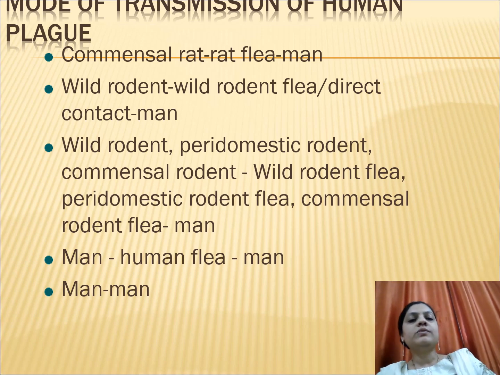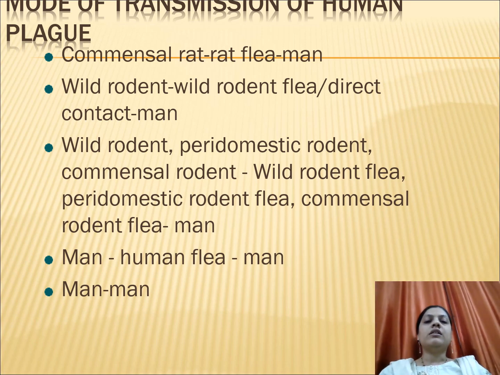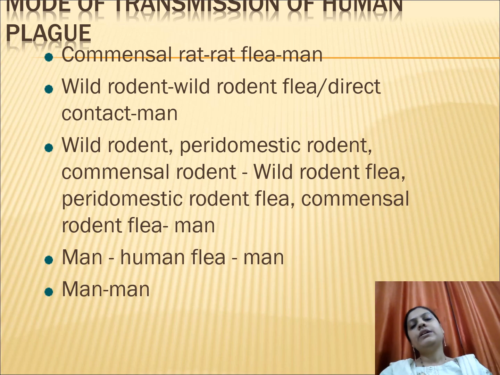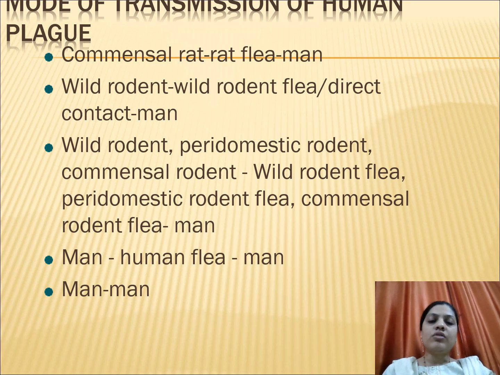Now the mode of transmission of human plague. It is generally the commensal rat: the rat flea will bite the commensal rat, and the same flea will again bite the human. So this is the rat flea man cycle. Then wild rodent flea and direct contact when they come to the man. Wild rodent, peridomestic rodent, commensal rodent, man, man human flea man, and again there is man to man transmission.